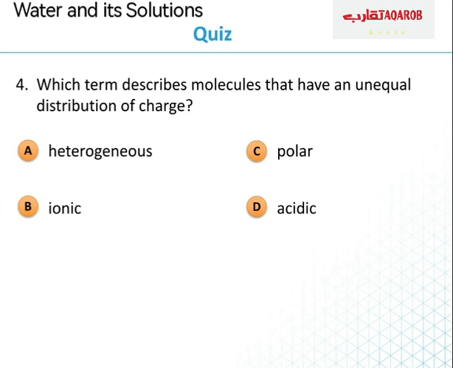Question number 4. Which term describes molecules that have an unequal distribution of charge? Unequal charge distribution is known as polar. That's amazing. And that's it.